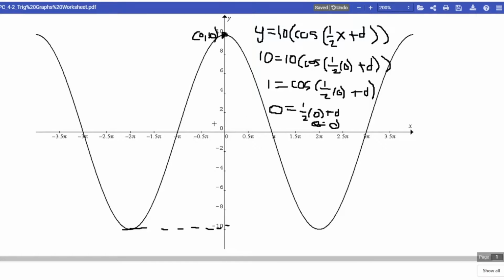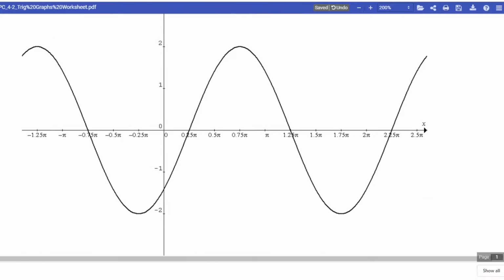So we figured out that d was 0, which was what our intuition suggested anyways. So we can write plus 0 in here. I'm just going to go ahead and delete it and omit it entirely. So there you go. That is the equation. Let's do another one. So let's do this one.